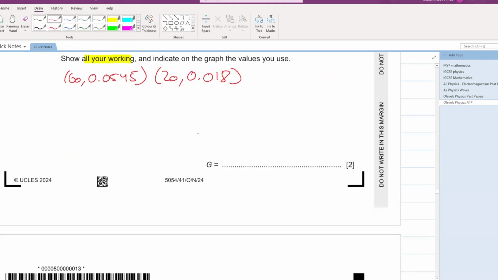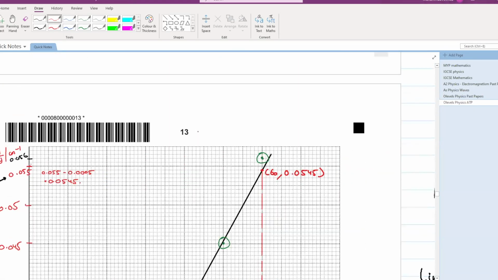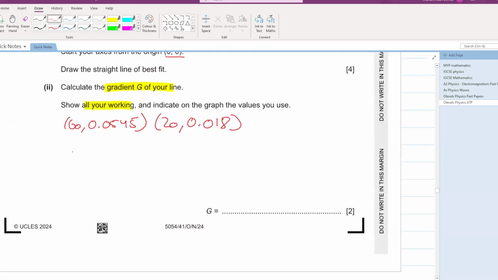Now you have to calculate the gradient of your line. How are you going to do that? Easy peasy. You will also write the formula of gradient. Gradient is equal to y2 minus y1 over x2 minus x1. Perfect. What is y2? This is your y2, 0.018, this is your x2, this is your y1, this is your x1. y2 minus y1, that is 0.0545, divided by 20 minus 60.